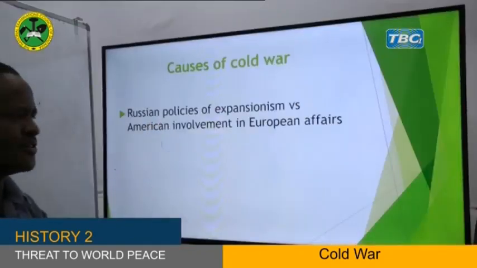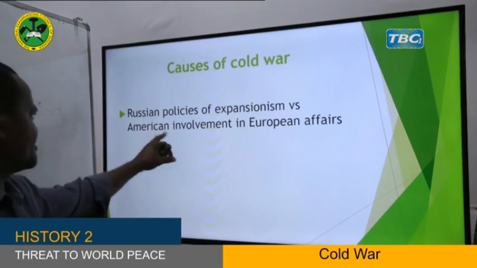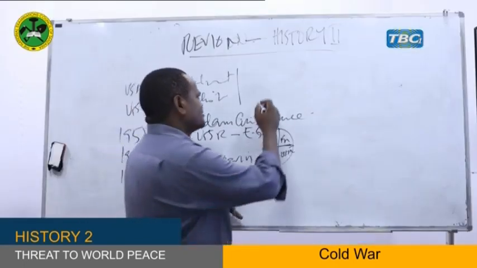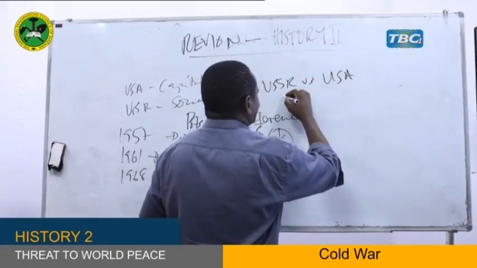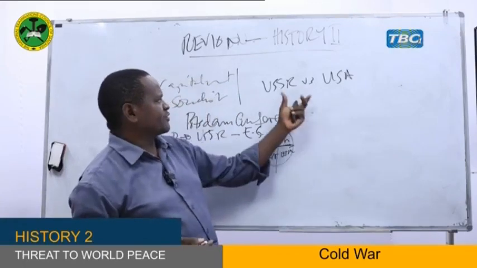Let's now go to another cause, which is the Russian policy of expansionism vis-a-vis the American policy of expansionism. The Americans were expanding. They were expanding to involve themselves in European affairs. And at the same time, Russia was expanding by increasing the number of her satellite states. So it was USSR vis-a-vis USA, and these countries were expanding by trying to get a lot of countries behind them.